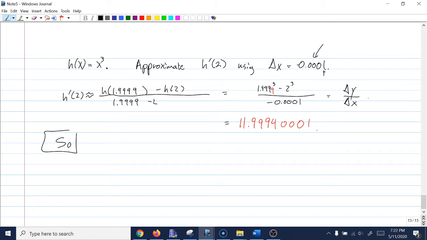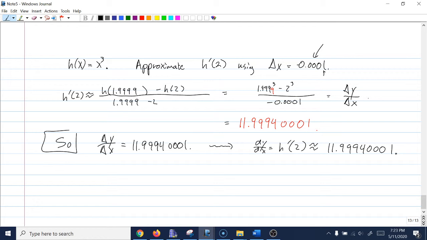So, the thing I want to emphasize is how we talk about this. I say delta y over delta x is 11.99940001. That leads me to conclude that dy dx, which is the derivative, the name of the function was h prime of 2, is about 11.9994. Right? Delta y delta x is this, which tells me the derivative should be approximately that.